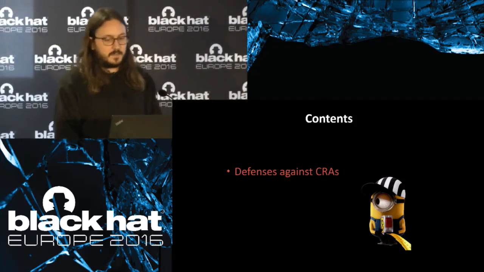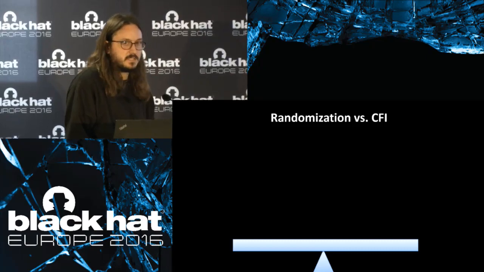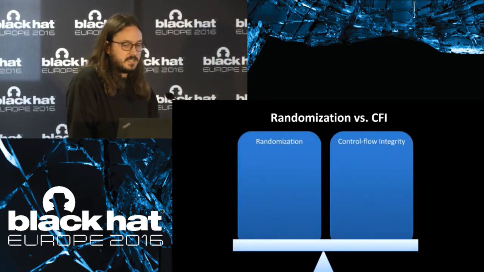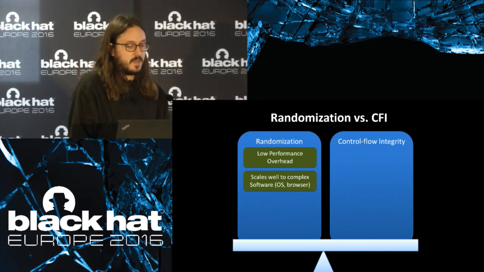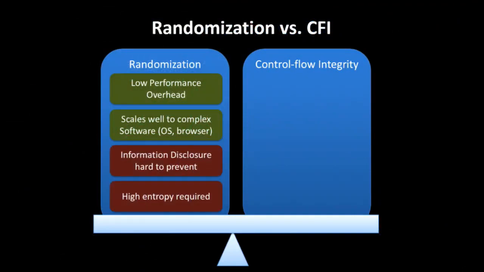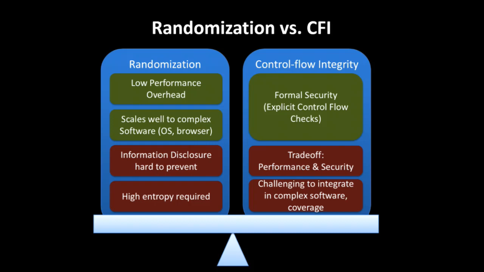Okay, so without belaboring the point, just for some background information and completeness, there are two defenses against code reuse attacks. You can either apply randomization or control flow integrity. Randomization is a great defense because it has really low performance overhead and scales well with complex software like operating systems and browsers. However, it's vulnerable to information disclosure and requires a high amount of entropy because of brute forcing style attacks. Control flow integrity, on the other hand, offers formal security guarantees. But there are trade-offs associated with the analysis to build a control flow integrity policy, requiring trade-offs in performance and security. And it's also challenging to integrate in complex software and to cover an operating system completely.